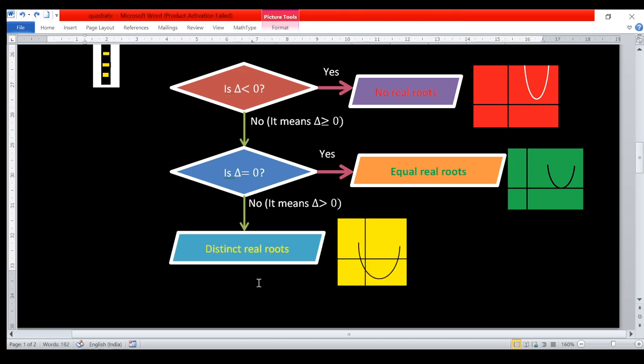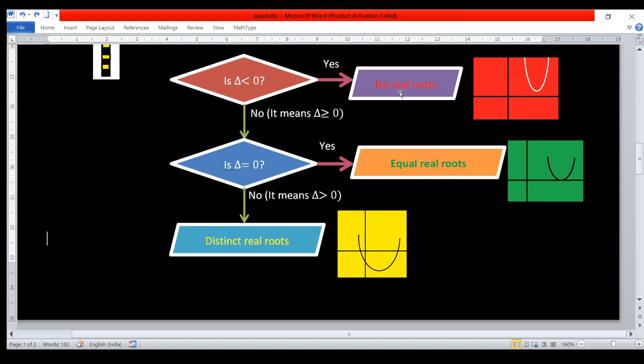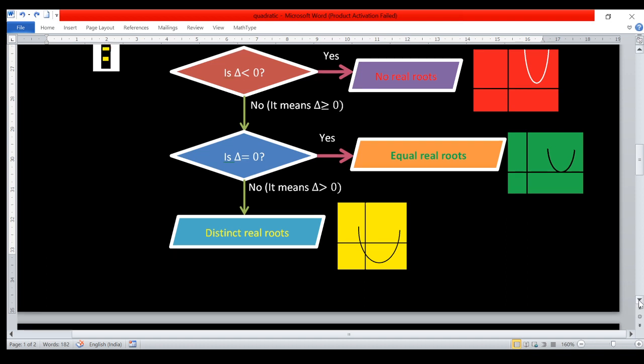The graph of that equation will be crossing the x-axis at 2 points. So two distinct real roots: the parabola will cross the x-axis at 2 points. Equal roots: the parabola just touches the x-axis. No real root means the parabola will not touch the x-axis. Cases: less than 0, no roots; equal to 0, equal roots; greater than 0, distinct roots. That is most important.